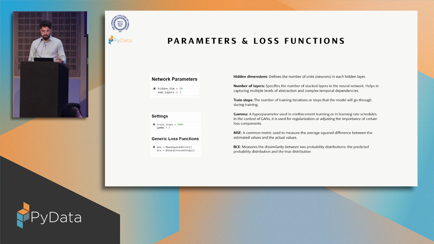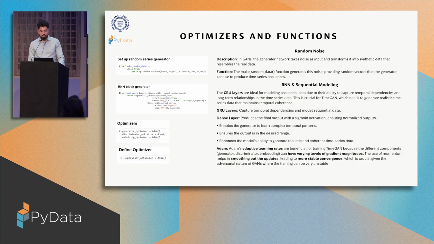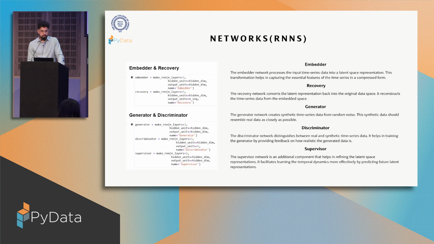Now, I already mentioned the MSE and the BCE in the loss functions. That's how we instantiate here. The optimizer we used is the Adam, whose adaptive learning rates are beneficial for training TimeGAN. And we already explained about the RNNs and the random noise, but you can see how to do it in code. We create the functions, and we also create the optimizers here.